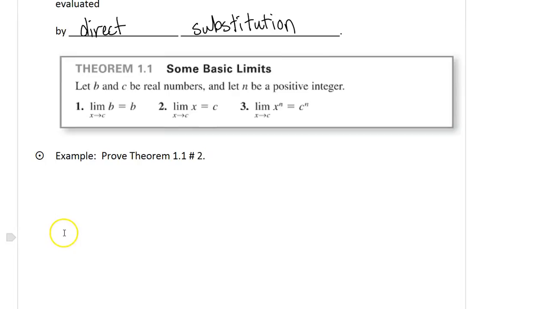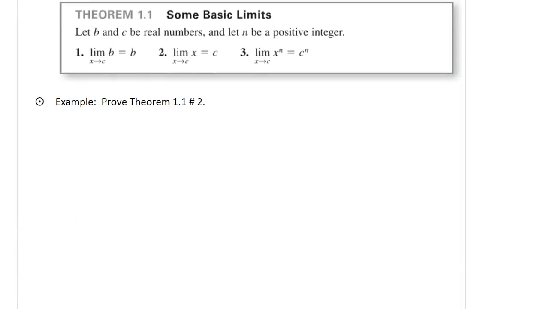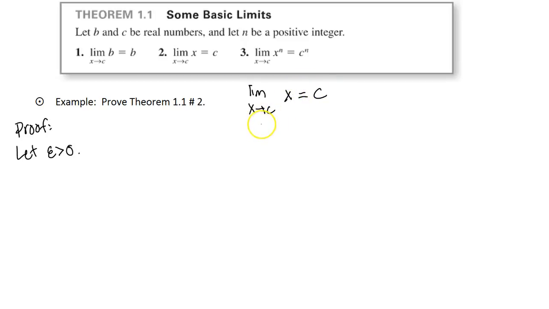So we're going to prove theorem 1.1 number 2. And we're going to do this proof using the epsilon delta definition of a limit. So I'm going to start by letting epsilon be greater than 0. And in this case, we're proving that the limit as x approaches c of x is equal to c. So c is just going to be c. That's what we're looking at there. f of x is x, and L is equal to c also from this part right here.